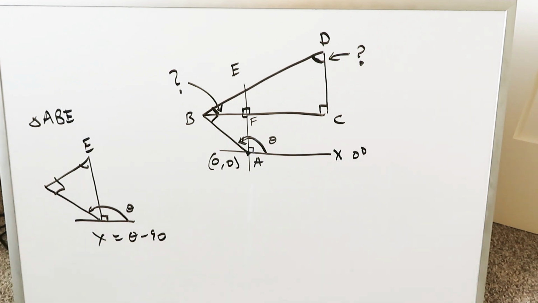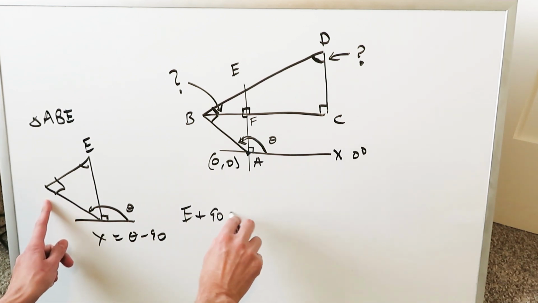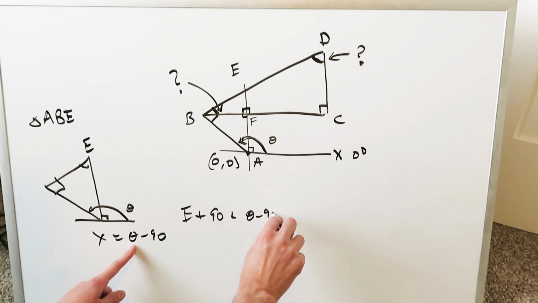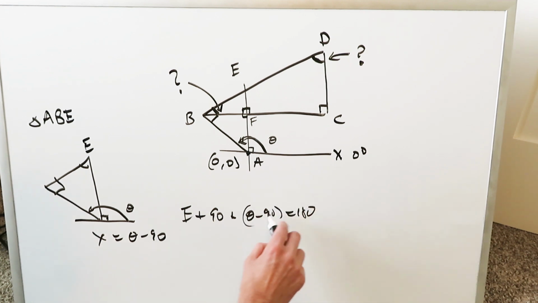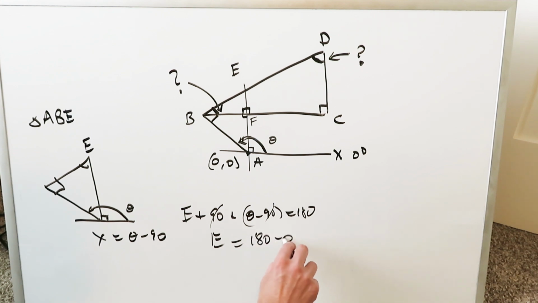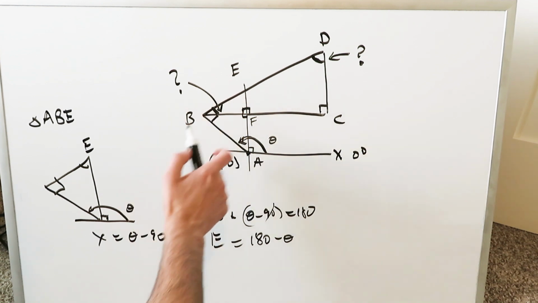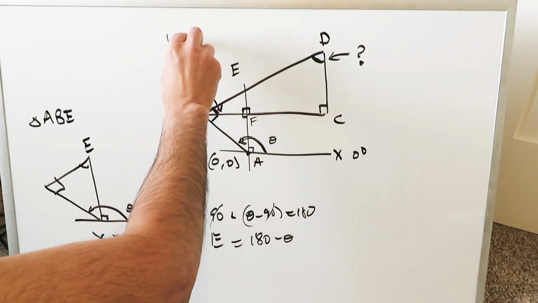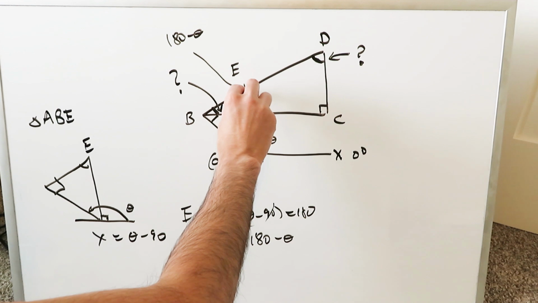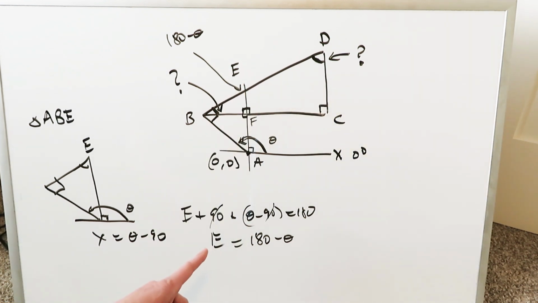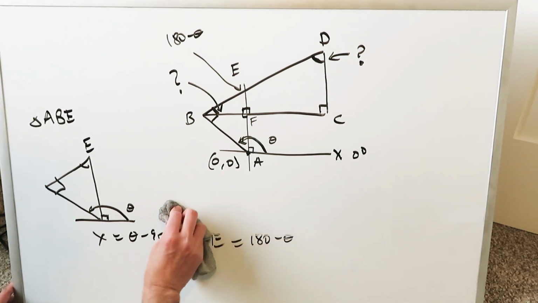The sum of internal angles is always 180. You have this, you have that, you need to find that. E plus this angle 90 plus this theta minus 90 should all equal 180. These will cancel out. E will equal 180 minus theta, and that's exactly what it is. This angle right here is 180 minus theta, and let's mark it out. We don't need this anymore because we've done this. We can keep things clean as we go along. So this part right here is done.